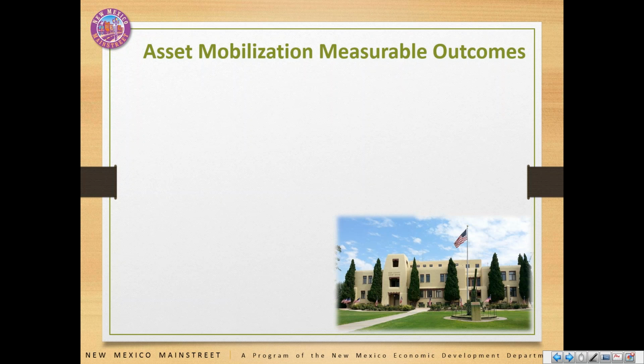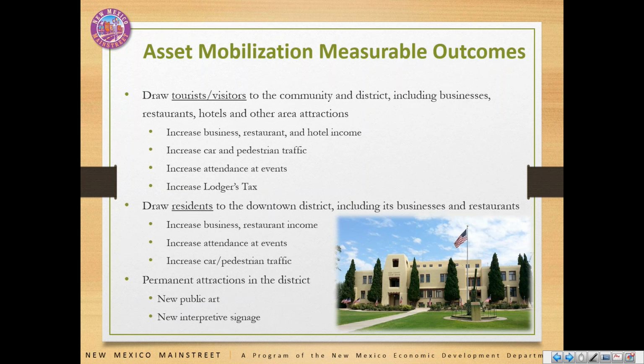So what sort of outcomes would we see from these actions? Well, number one, we would draw tourists and visitors to the community and district, and they'd be visiting our businesses, restaurants, hotels, and other area attractions. This would increase business, restaurant, and hotel income, increase car and pedestrian traffic throughout the community and our downtown, increase attendance at events, and increase lodgers tax for the community.